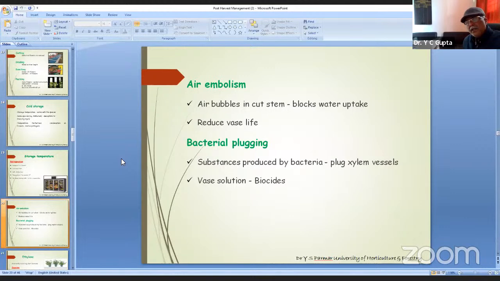And then bacterial plugging. If you are keeping flowers in very filthy water full of microorganisms, there will be enzyme formation which also plugs the vessels. This is called bacterial plugging, or this is reduced by using some of the biocides. You know, all these biocides are available.